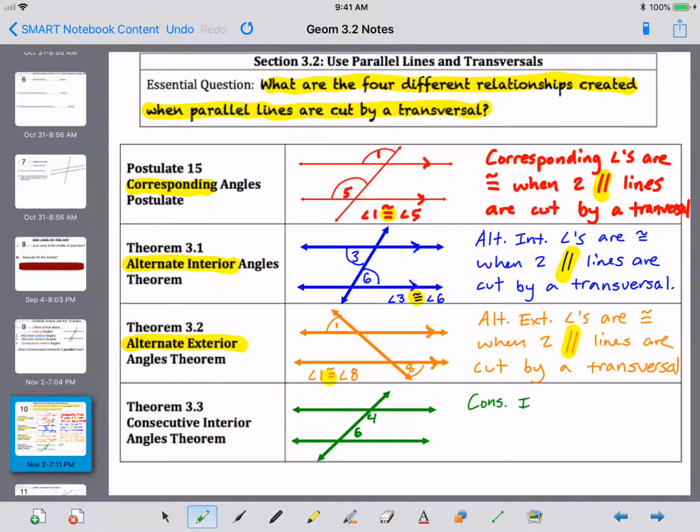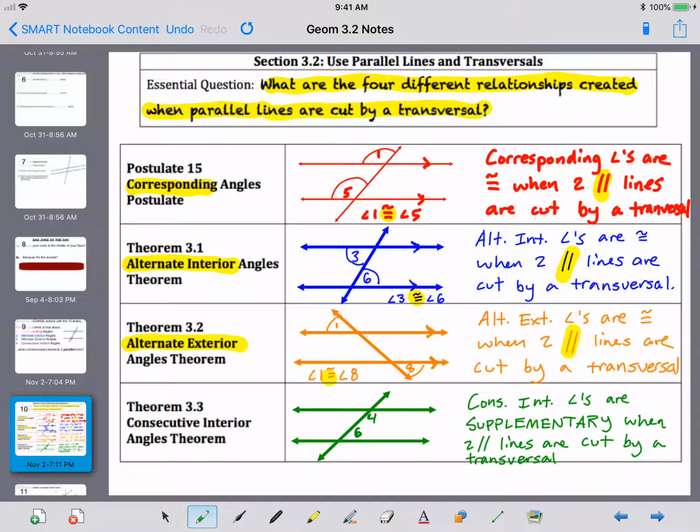So consecutive interior angles are supplementary. So this is the only one that follows the rule that they're supplementary when two parallel lines are cut by a transversal.